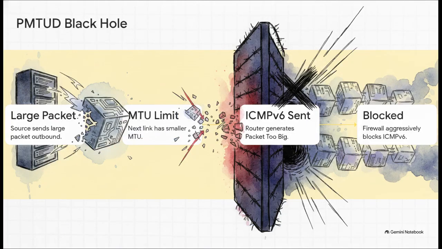Well, it's a path MTU discovery, or PMTUD, black hole. Here's exactly what happens. The source sends a huge packet. Down the line, a router hits a link with a smaller MTU limit. Now, unlike IPv4, IPv6 routers do not fragment packets themselves. So the router drops it and sends back an ICMPv6 packet too big message to the source, basically saying, hey, shrink this. But here's the kicker. An overly aggressive firewall along the way blocks that crucial ICMPv6 response. So the source never gets the memo, keeps sending massive packets, and they keep getting dropped. It's a silent, invisible black hole.